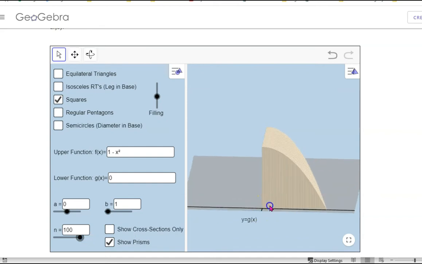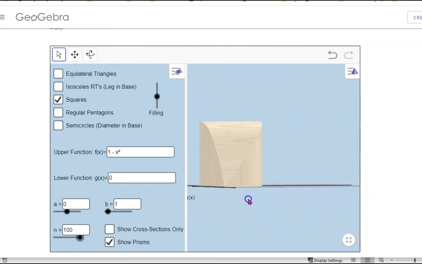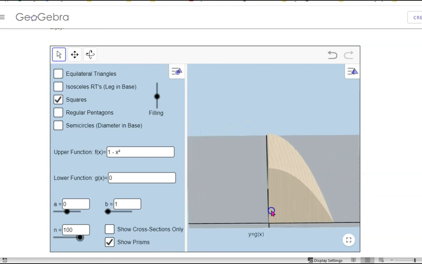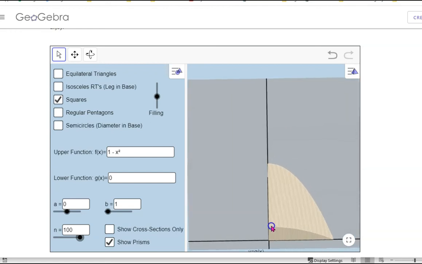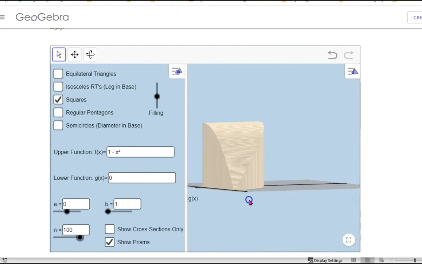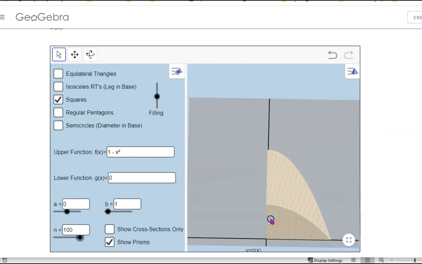The maximum number of boxes of the applet is 100, but you can see that this is really an interesting shape. This is similar to one of the ones that I showed you at the very beginning of this video, where the cross sections are squares, but the base shape is parabolic.